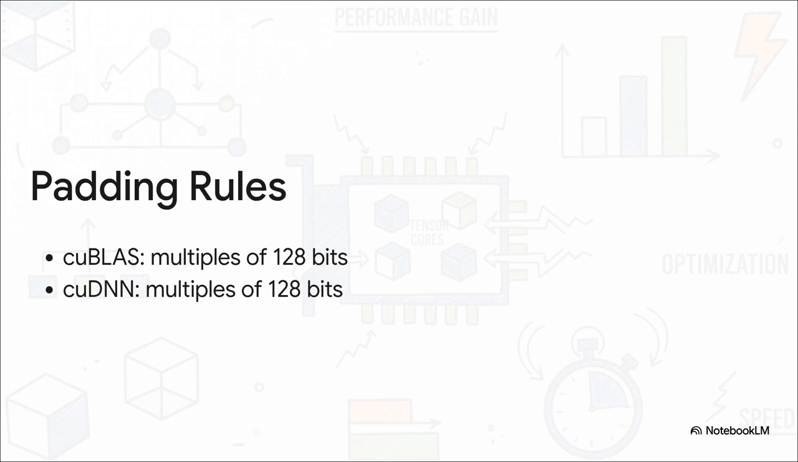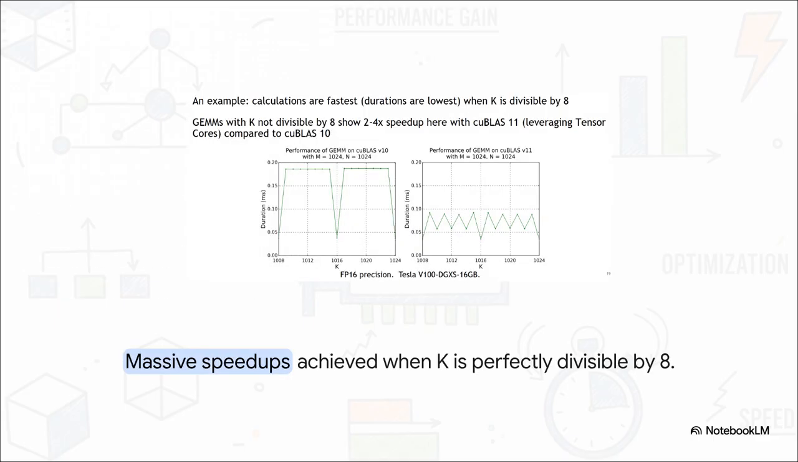For instance, cuBLAS requires matrix dimensions m, n, and k to be multiples of 128 bits for better performance. Similarly, cuDNN requires convolution input and output channel counts to also be multiples of 128 bits. Just look at the sharp dips in this chart tracking operation duration for FP16 precision. The calculations are significantly faster, the durations drop like a rock when the dimension k is divisible by 8. Failing to divide by 8 literally leaves a massive 2 to 4x speedup just sitting on the table. It's basically the difference between flying on tensor cores or limping along on standard hardware.